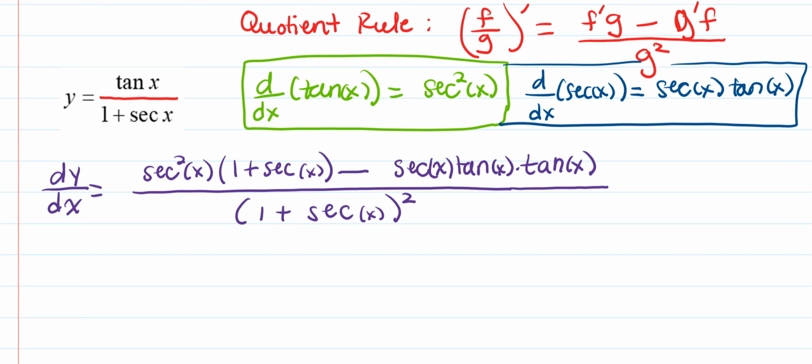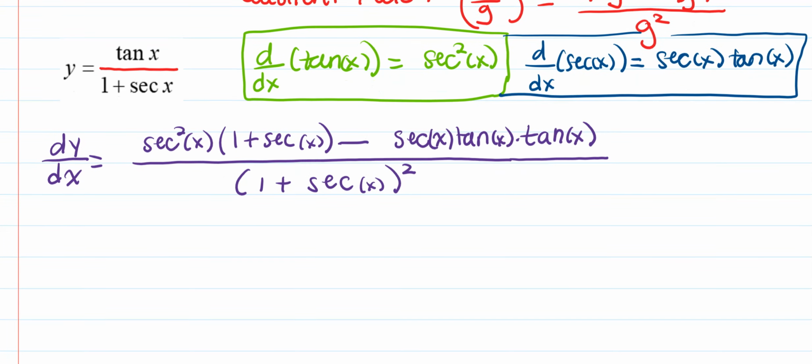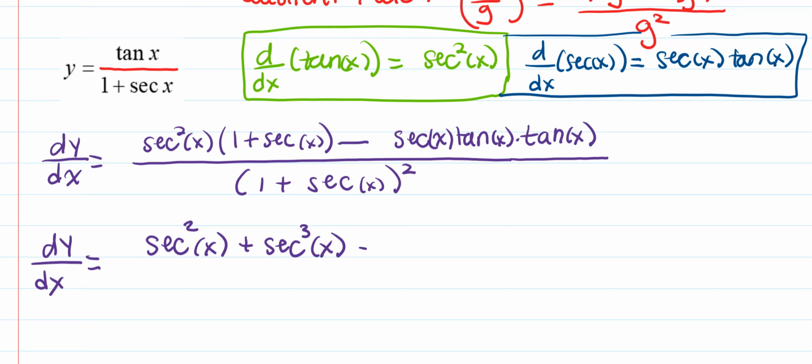Okay, now what do you do with that? You clean that up, distribute, and clean it up. Okay, so when we distribute, we will have, well, you know what? I'm not sure if I want to do that. But anyway, let's just do that. Secant square of x plus secant to the third of x minus, this is tangent square of x.